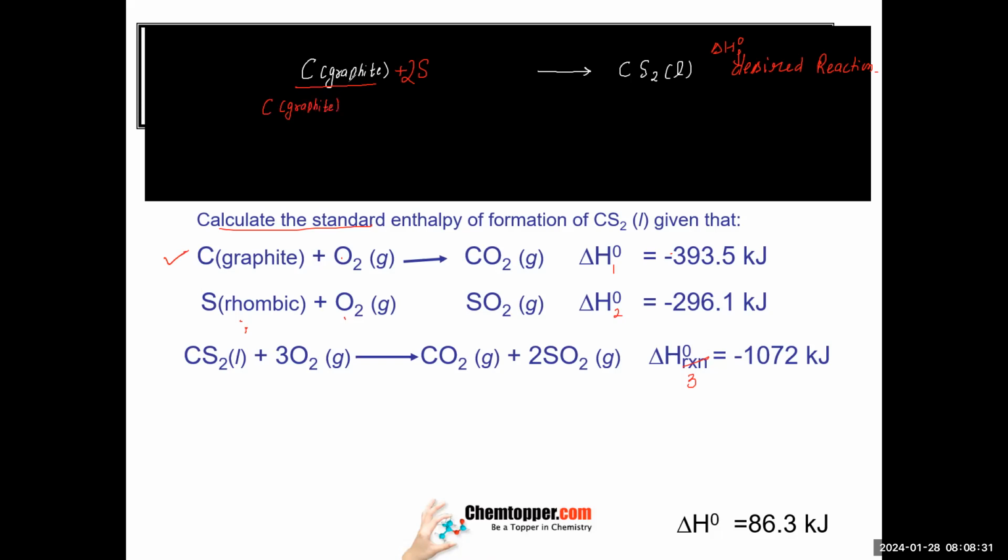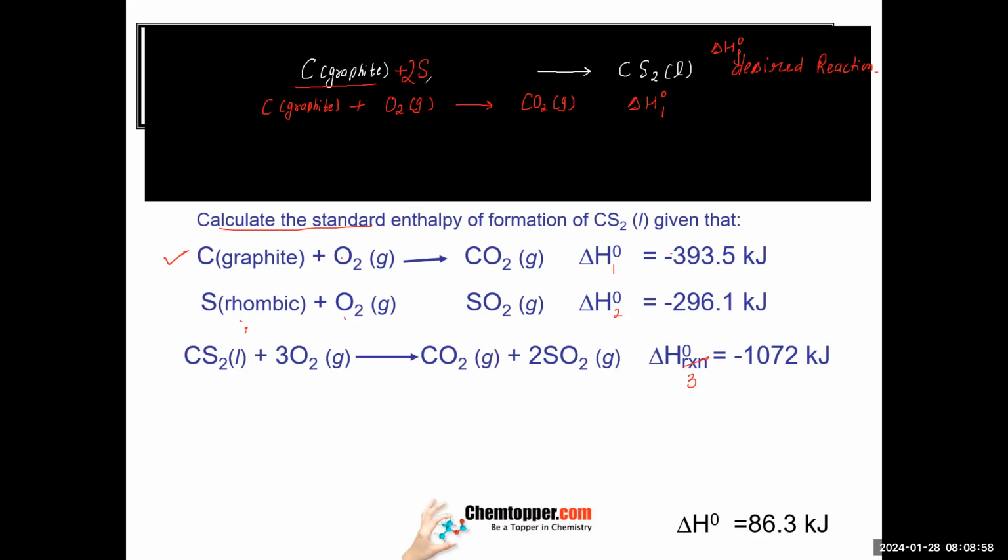Equation 1 is giving me C graphite. Understand this, children. It's one of the simplest concepts. It's fun doing these questions. CO2. I'm taking equation 1 as such, no change. Why? Because I need C graphite on the reactant side. I need only one, and equation 1 is giving me that. So I'll take it as such.